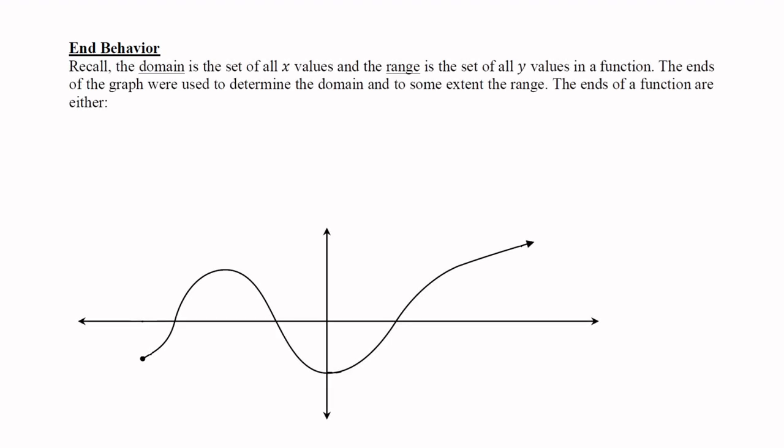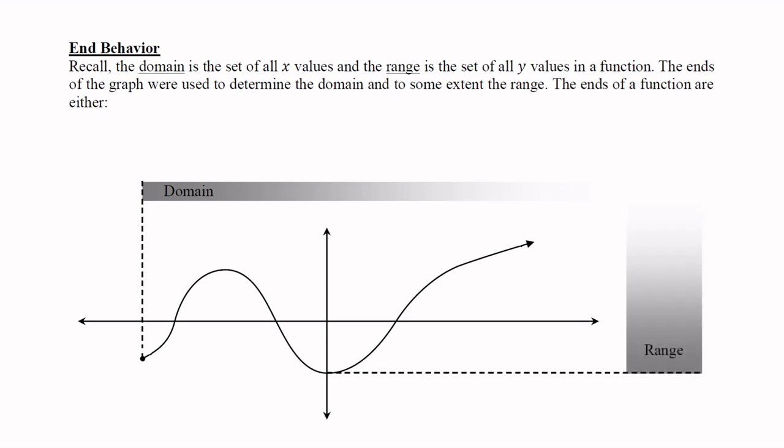So recall, the domain is a set of all x values, and the range is a set of all y values in a function. The domain in this graph is bounded on the left, but it goes infinitely to the right in the positive infinity direction. The range is bounded by the bottom of the graph, but it is also going infinitely up in the positive infinity direction.